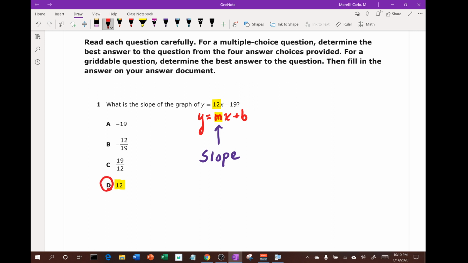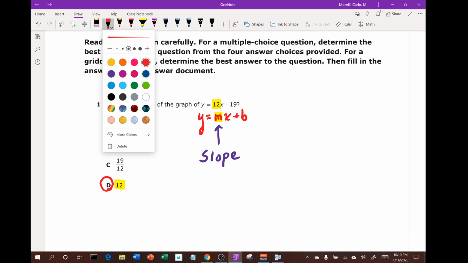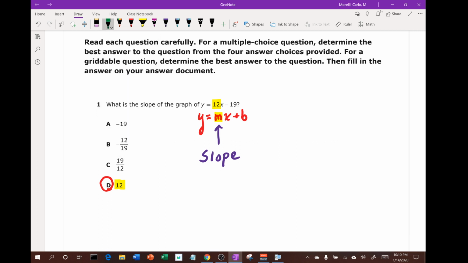We're not quite through talking about this yet. Let's just make another note or two. That means that with a slope of 12, m equals 12, that means that we could rewrite that as 12 over 1, which means that the rise is 12 and the run is 1.